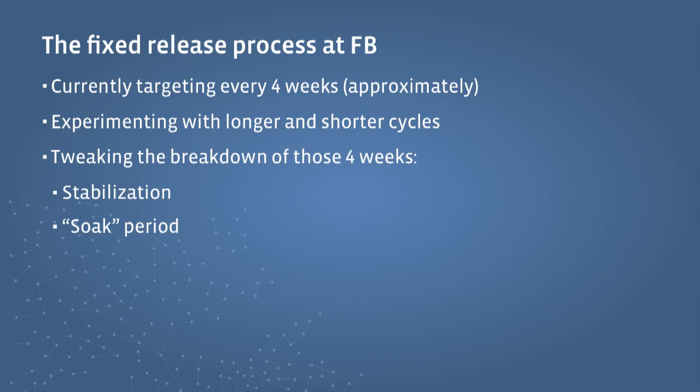But how are we going to use it at Facebook? We chose an interval, currently targeting about every 4 weeks. We've experimented with longer cycles, and we're thinking about going even shorter. Within those 4 weeks, we have 2 sections. The first is stabilization. We have a really crashy build where our crash rate is through the roof. You would not believe it. This is only for internal users, of course. And we aggressively track down those crashes and try to fix them.